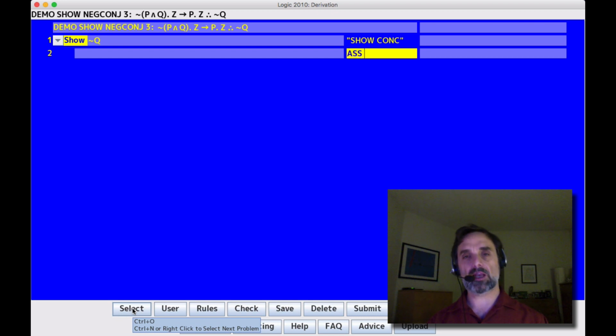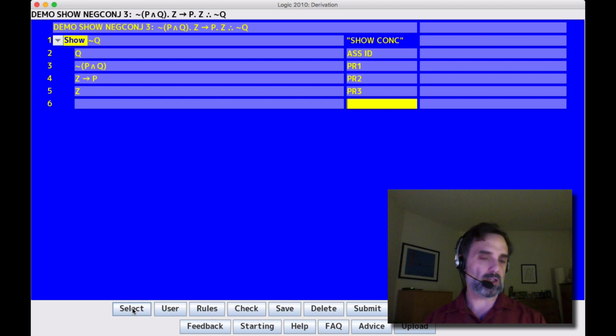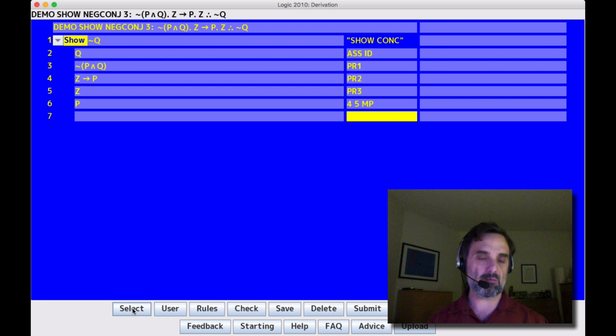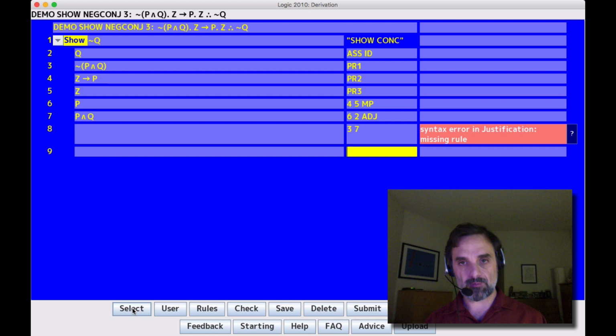Here our conclusion is again not Q, then premise 1, premise 2, premise 3. Okay, so we have Q, not (P and Q), and if Z then P, and Z. Well, this time there's actually an elimination rule we can apply. We can apply modus ponens with 4 and 5 and we get P. And now we have P and Q, and there's that negation of P and Q, so again we can put together P with Q, we can adjoin P with Q, and again we have a contradiction.